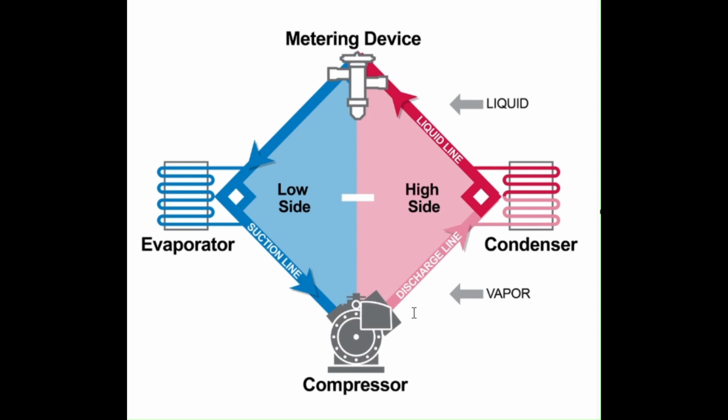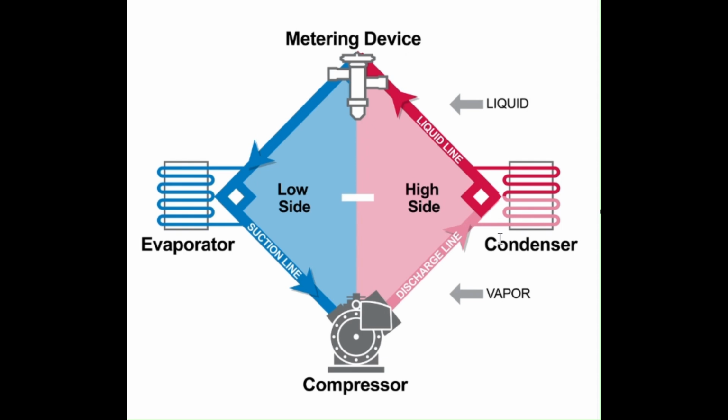Now, of course, as we increase the pressure of a vapor, the temperature increases, and we want to condense this vapor down in order to get that liquid refrigerant that we need. So we need to cool the vapor down in order for it to condense. And this is where the condenser comes in.